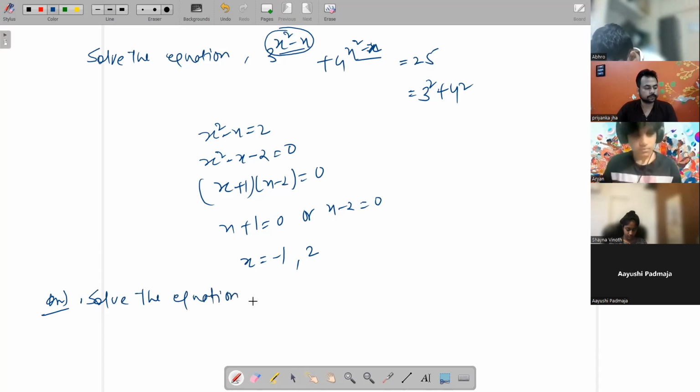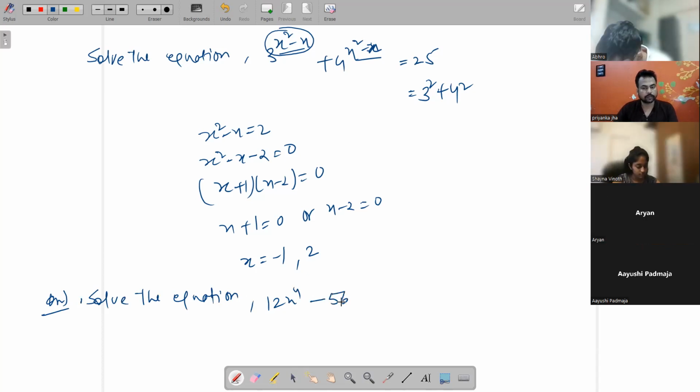Next question. Solve the equation 12 x raised to 4 minus 56 x cube plus 89 x square minus 56 x plus 12 equal to 0.